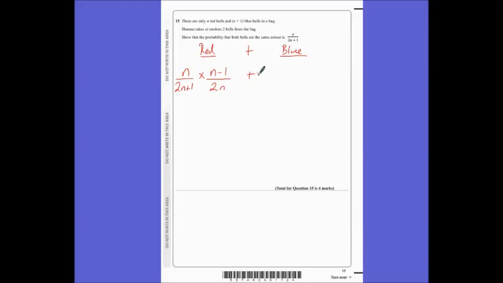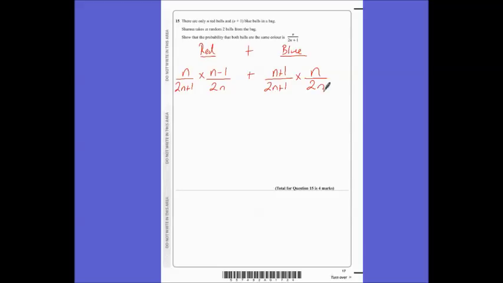And we're going to add to that the probability of getting a blue, which is n plus 1, over how many there were in the bag, 2n plus 1. And we're going to multiply the blue by the second blue. Again, there'll be 1 less blue, so that would just be n, and there'll be 1 less in the bag, so that would just be 2n.